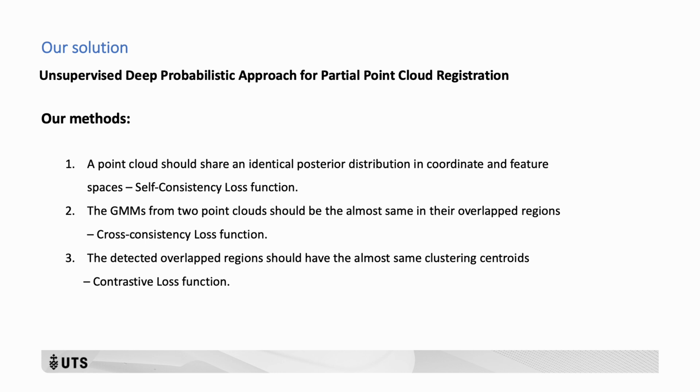1. A point cloud should share an identical posterior distribution in coordinate and feature spaces: self-consistency loss function. 2. The GMMs from two point clouds should be almost the same in their overlapped regions: cross-consistency loss function. 3. The detected overlapped regions should have almost the same clustering centroids: contrastive loss function.